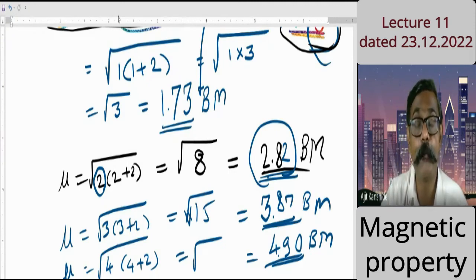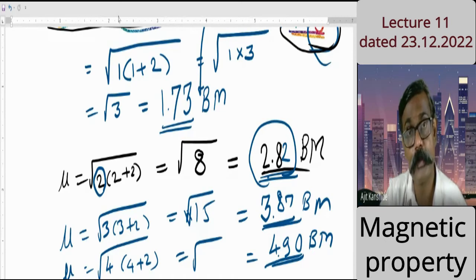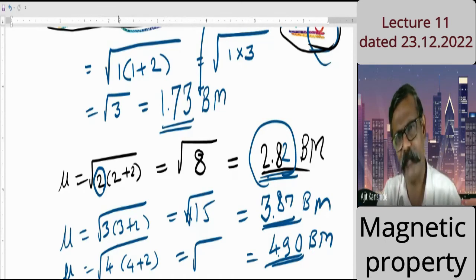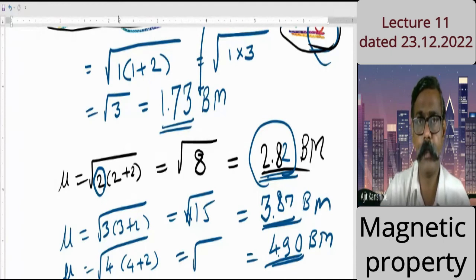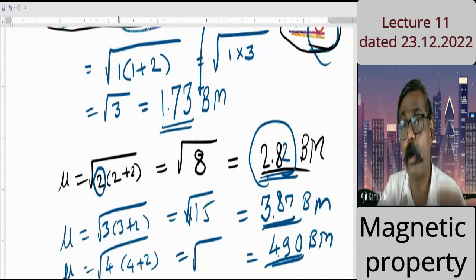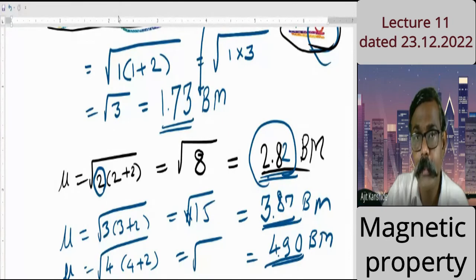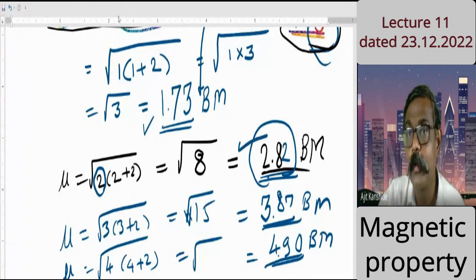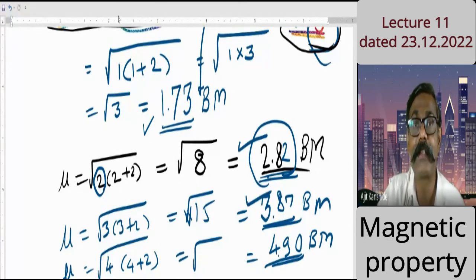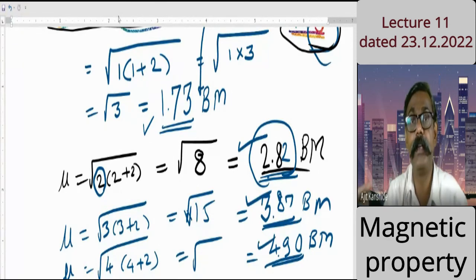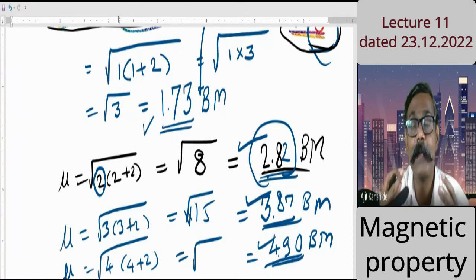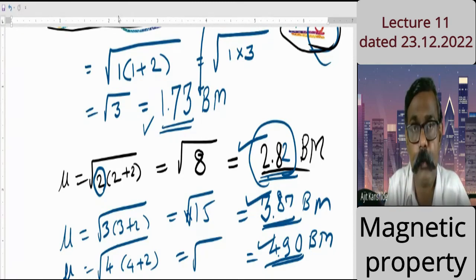Therefore, we give importance to the VBT that we are discussing, because it could explain magnetism, not perfectly for all, but at least to some extent. So theories have come on the basis of this magnetism concept. The conclusion is, if one electron, then 1 plus something; two electrons, 2 plus something; three electrons, 3 plus something; four electrons, 4 plus something Bohr magnetons remain for that compound. So on the basis of magnetism, we can find out unpaired electrons. That's the importance of this concept.